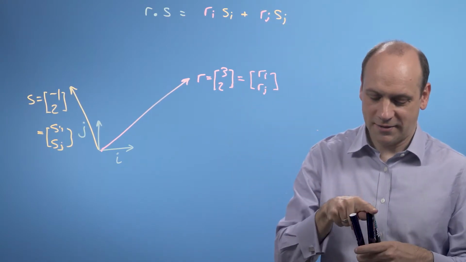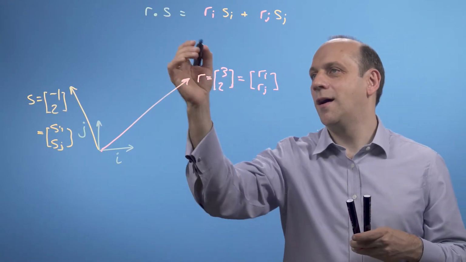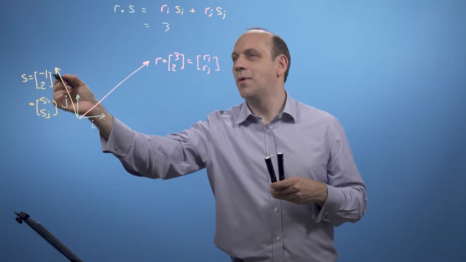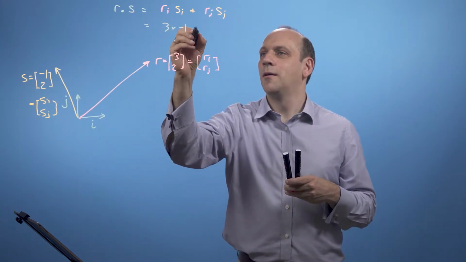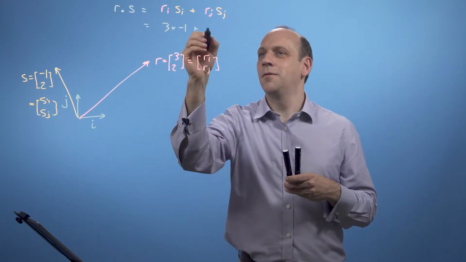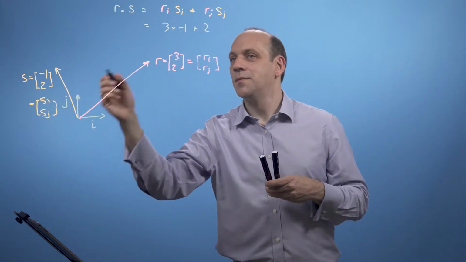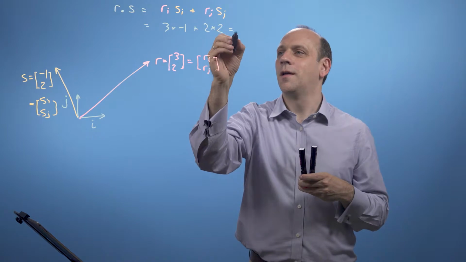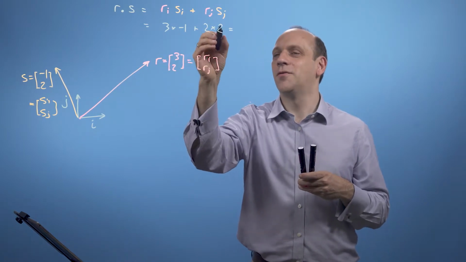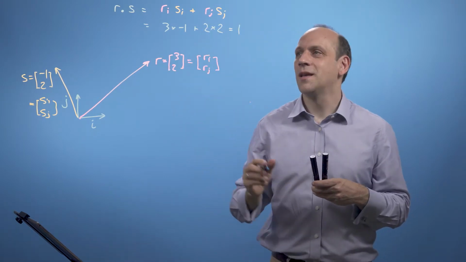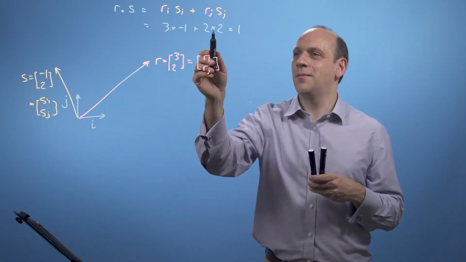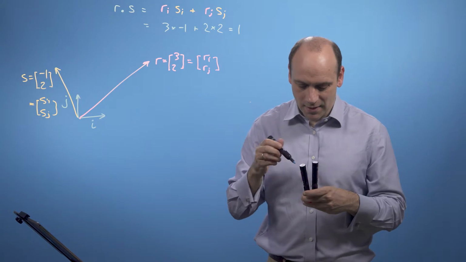So in this case, that gives me 3 times minus 1 plus 2 times 2. So that gives me minus 3 plus 4, which is equal to 1. So the dot product of r dot s in this case is minus 3 plus 4, which is 1.